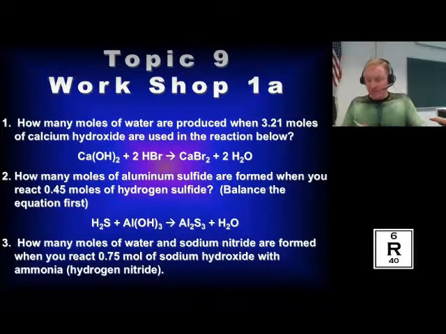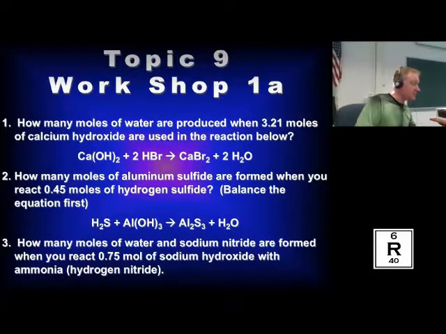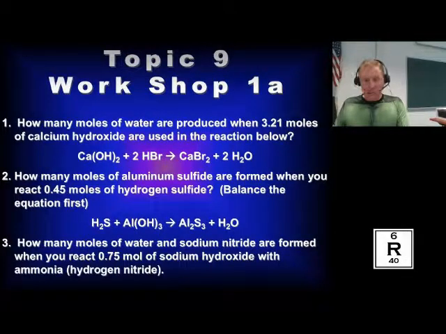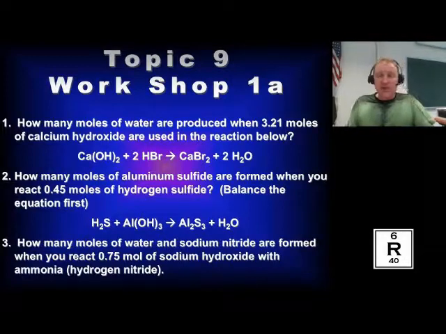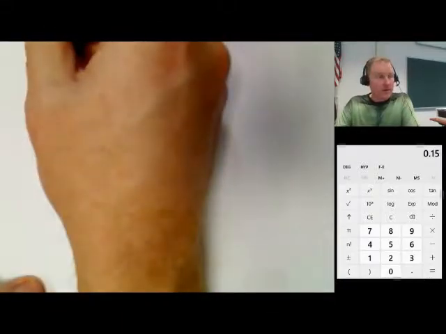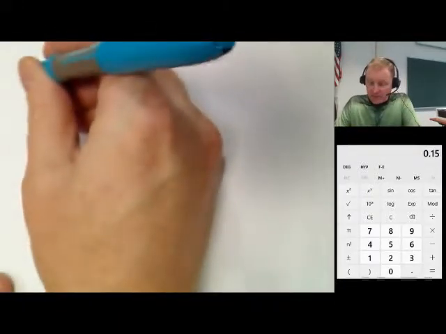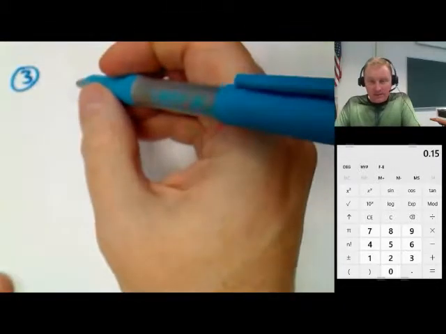Number 3, there is no equation here. It's part of the word problem. We have to figure out the equation by doing the word problem. So, how many moles of water and sodium nitride are formed when you react 0.75 moles of sodium hydroxide with ammonia? Okay, let's take a look at that. And a hint, ammonia would be the formula for hydrogen nitride. So to do this one, how many moles of water and sodium nitride are formed? That means that these guys are products.